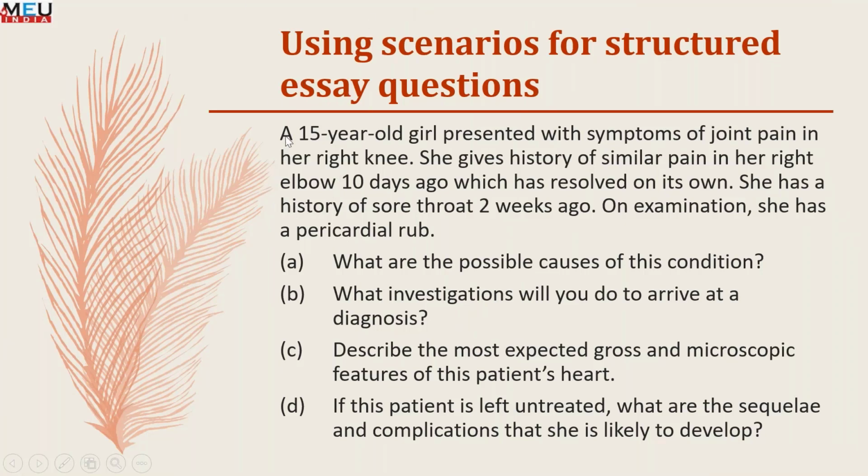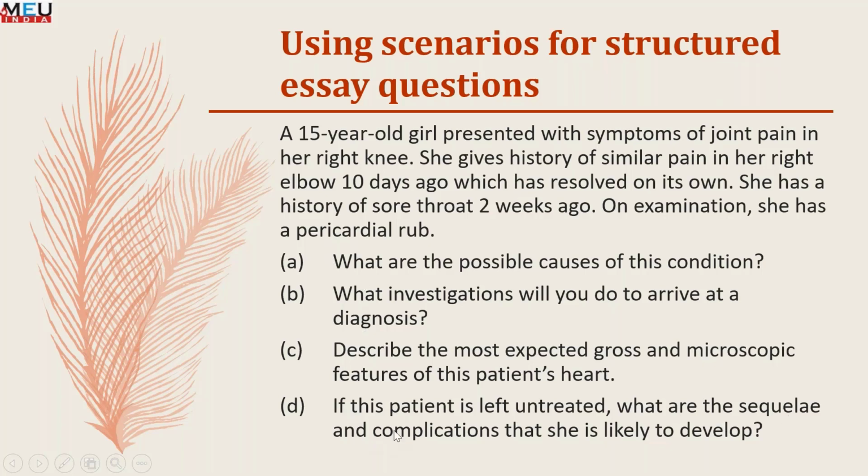So this is a pathology question. You have a 15-year-old girl with symptoms of joint pain in her right knee, and she gives a history of pain in her elbow. So it's joint pain shifting from the right knee to the elbow, and then it resolves on its own. There's a past history of sore throat, and she has a pericardial rub. So what are the possible causes? What investigations would you like to do? Describe the expected gross and microscopic findings, and if left untreated, what are the complications?